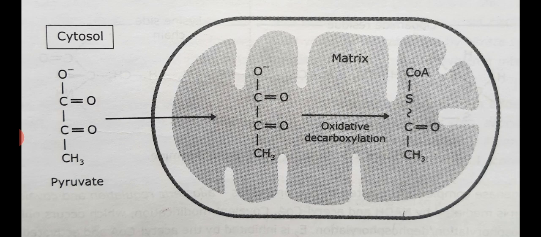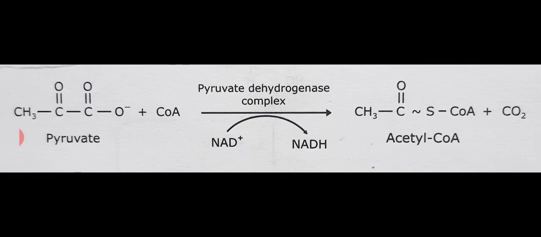Pyruvate oxidation is the junction between glycolysis and the citric acid cycle. It is a charged molecule, so in eukaryotic cells, it enters the mitochondrion with the help of a transport protein. The conversion of pyruvate into acetyl coenzyme A is catalyzed by a highly organized multi-enzyme pyruvate dehydrogenase complex.